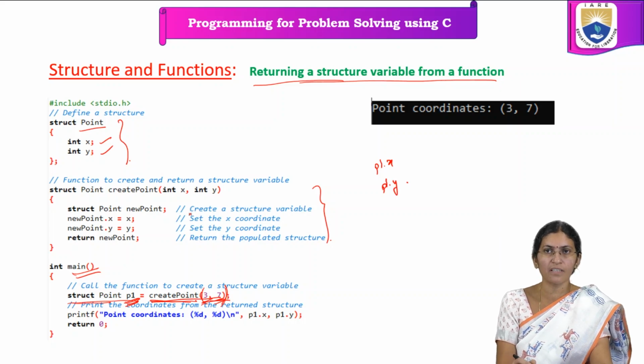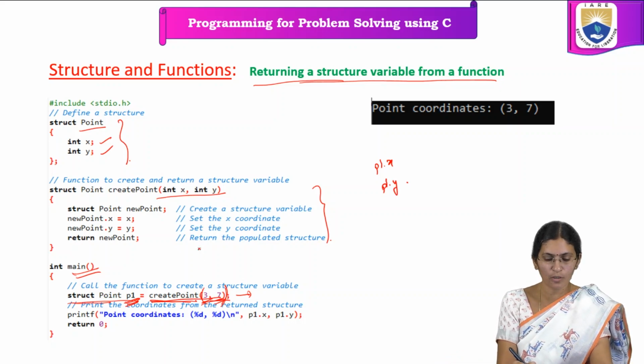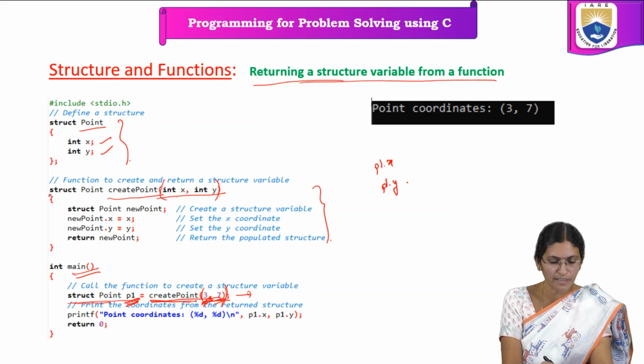These parameters are passed. These are the actual parameters here. In order to receive these parameters, we have defined here int x and int y. That means this is passed by value method only. We are receiving a copy of the values P1.x and P1.y. P1.x is assigned to x and P1.y is assigned to the y variable. Now here you can see this is the function name and these are the formal parameters, and this is the return type of this function. The return type of this function is struct point.